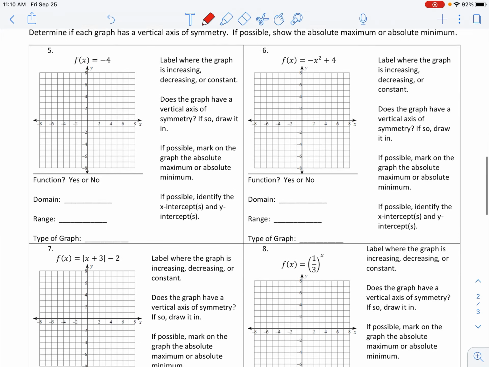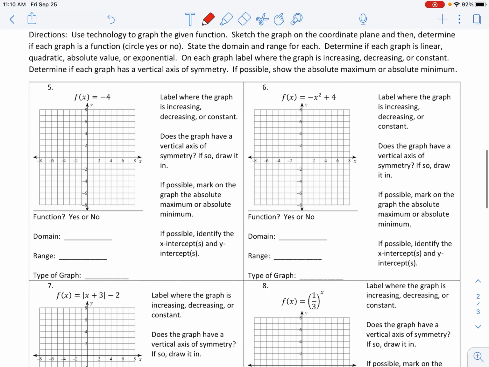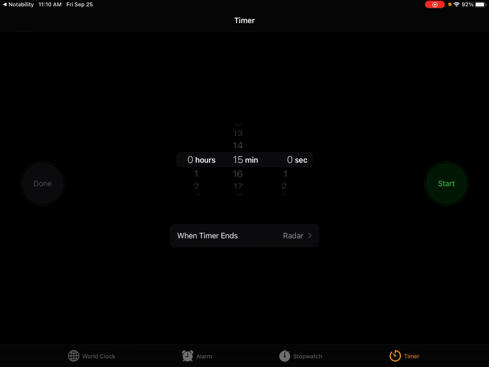Okay, then the last ones, 5 through 8, all using our graphing calculator and then analyzing them, okay? So let's go through and graph these out. So let me switch over my camera real quick. Now we've done that, whoops, that's not my camera.